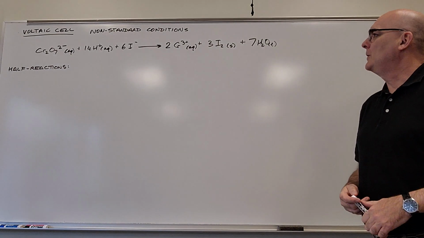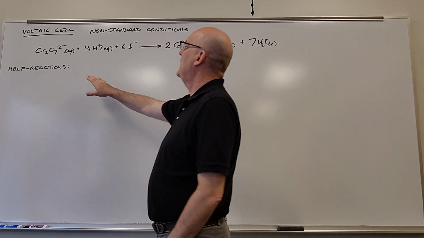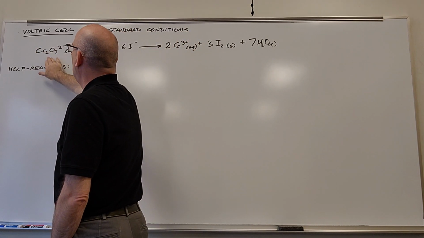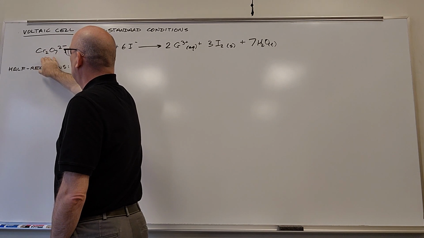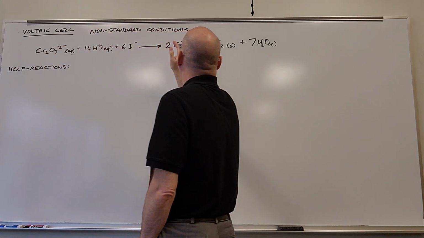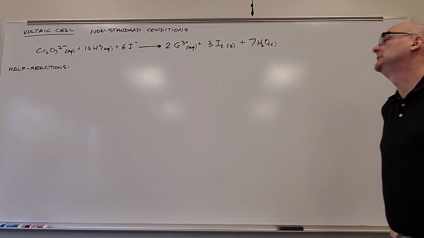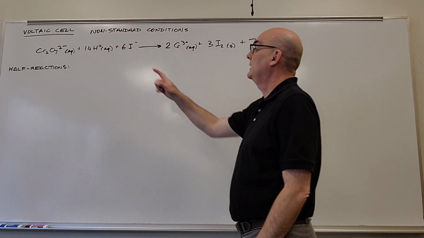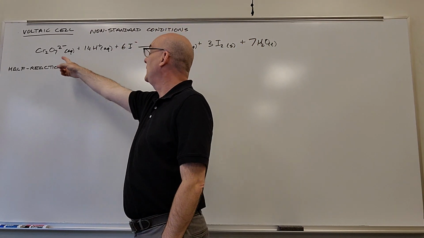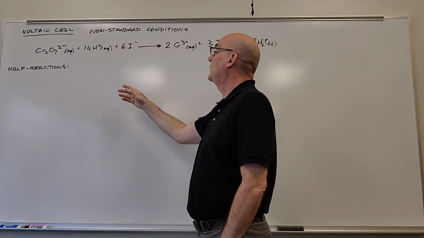So this is where we left off. We have dichromate, a very, very powerful oxidizing agent. It is chromium 6 going down to chromium 3. Therefore, it's going to oxidize everything around it while it gets reduced. It can't go any higher, so it has only one pathway.